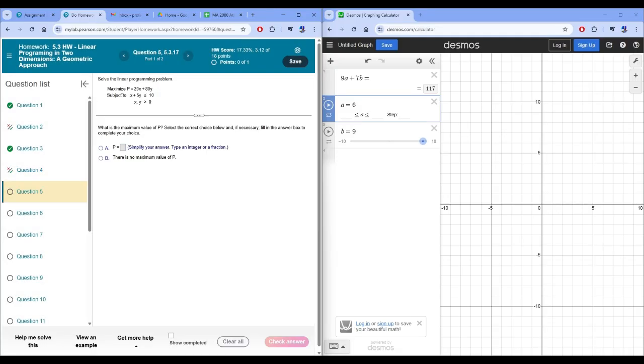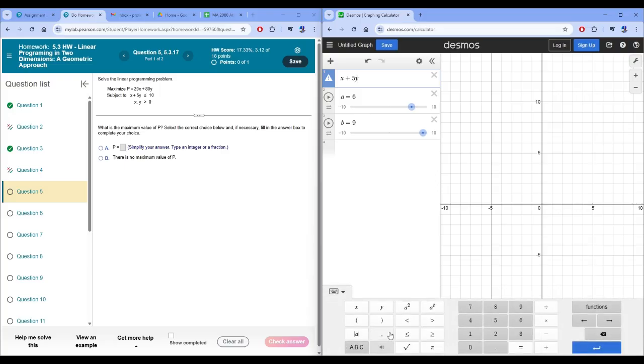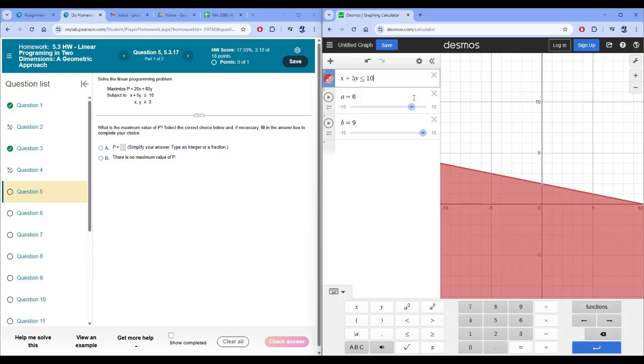Solve the linear equation. So here, my profit. What is the maximum profit value of P? So let's see what this looks like. I'm going to go x plus 5y is, how do I need less than or equal to? Let's pull that up. Here we go. Less than or equal to 10. And then I'm going to get rid of this. I'm going to get rid of this. That was for the last question.